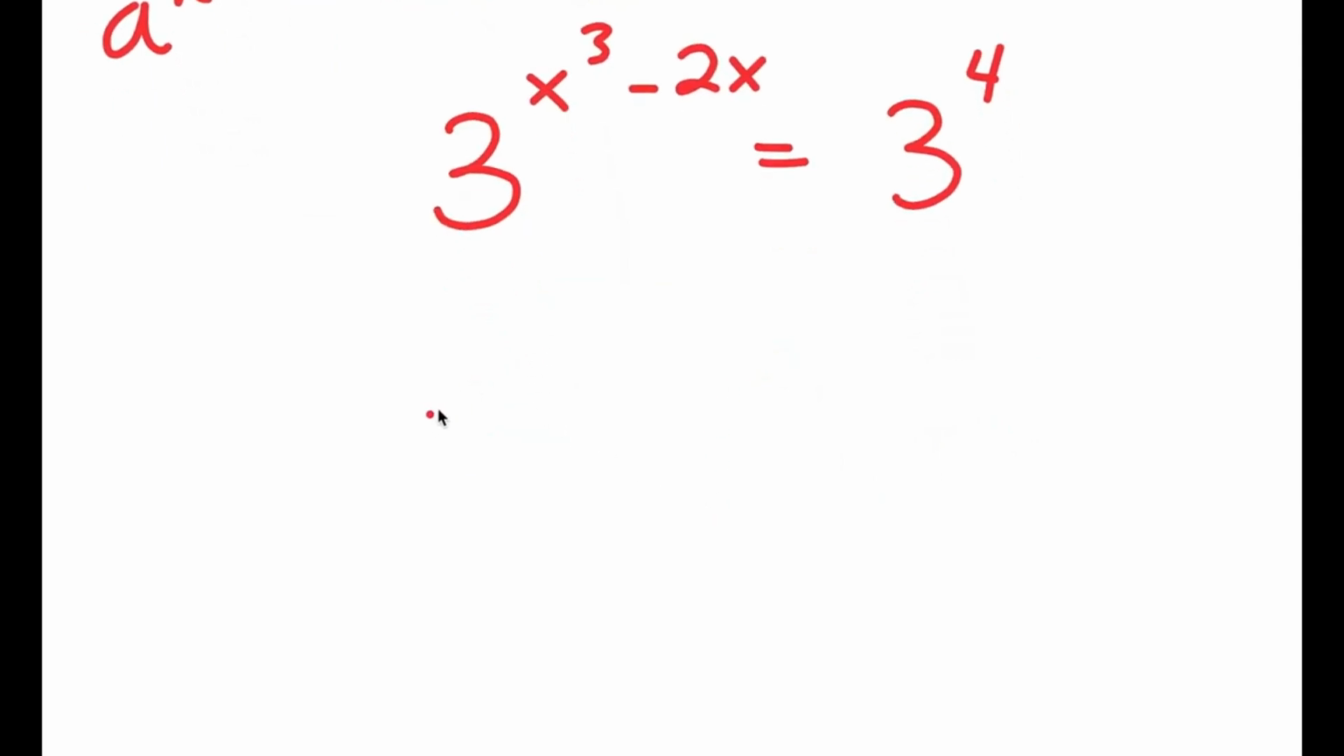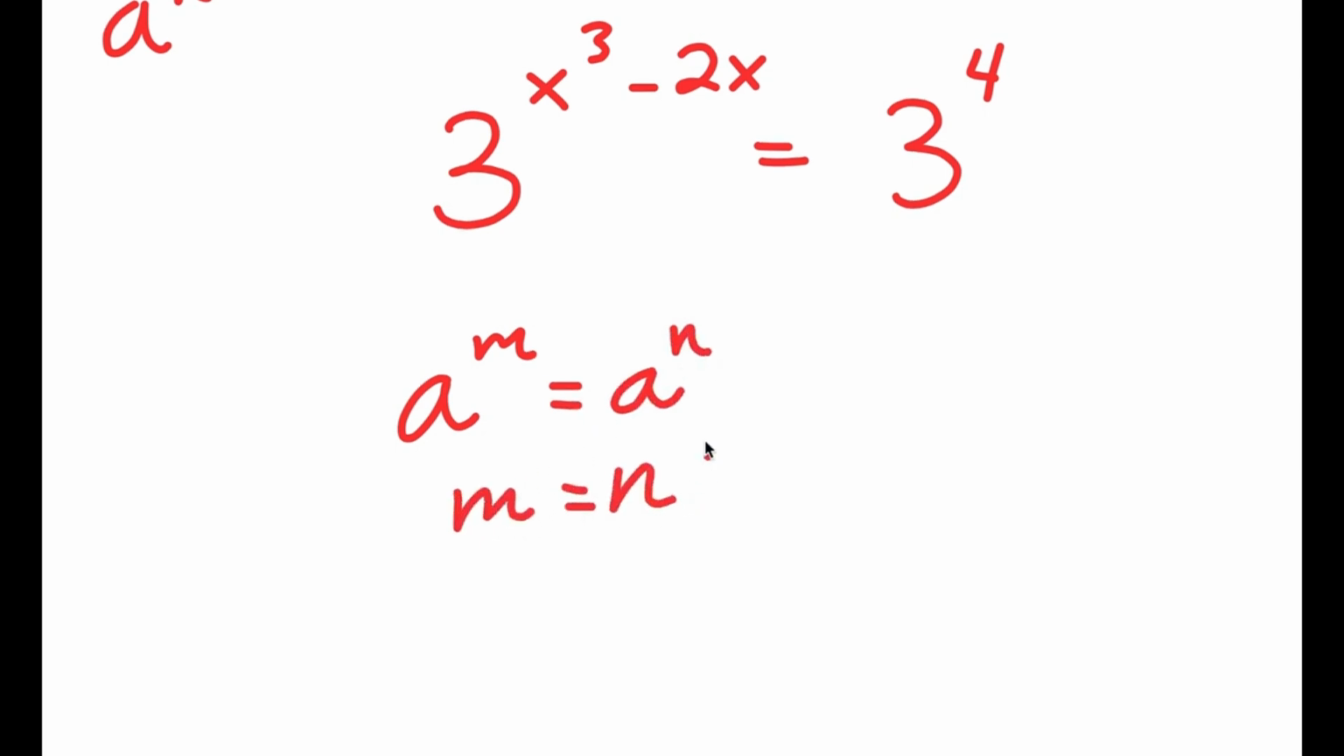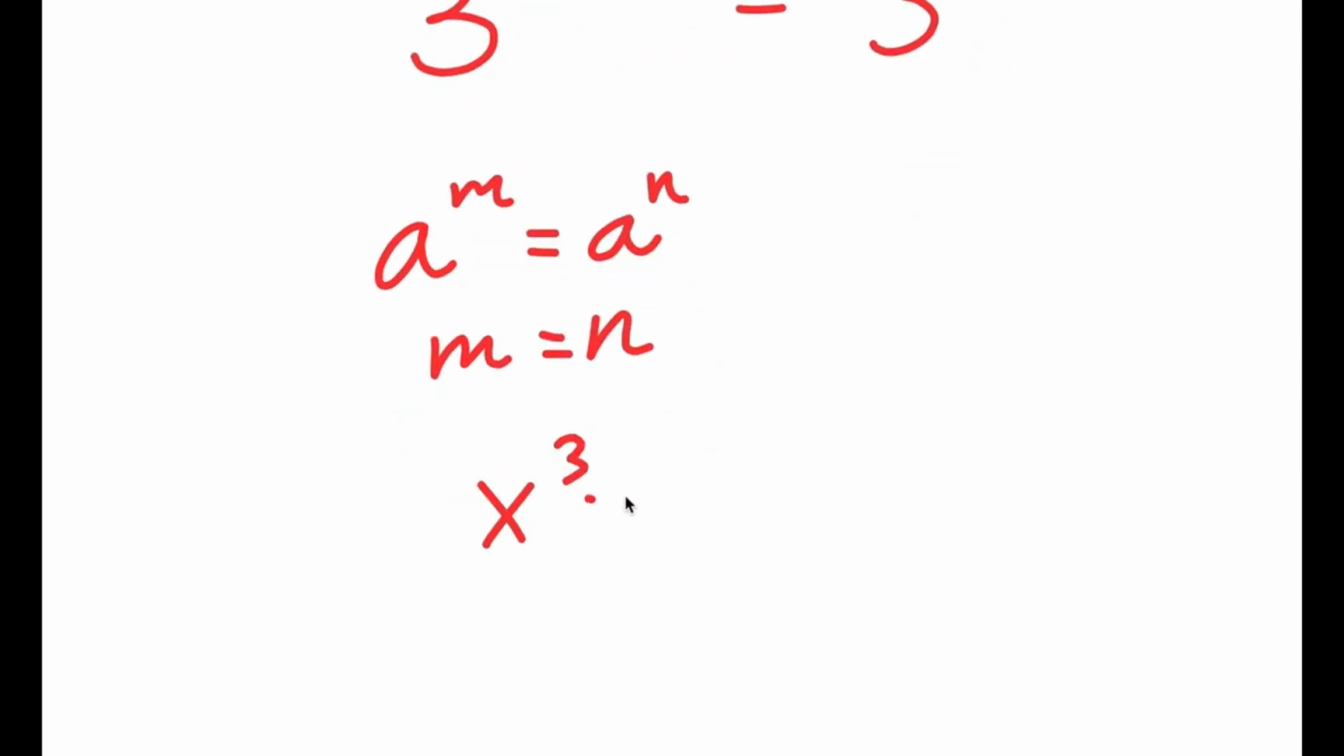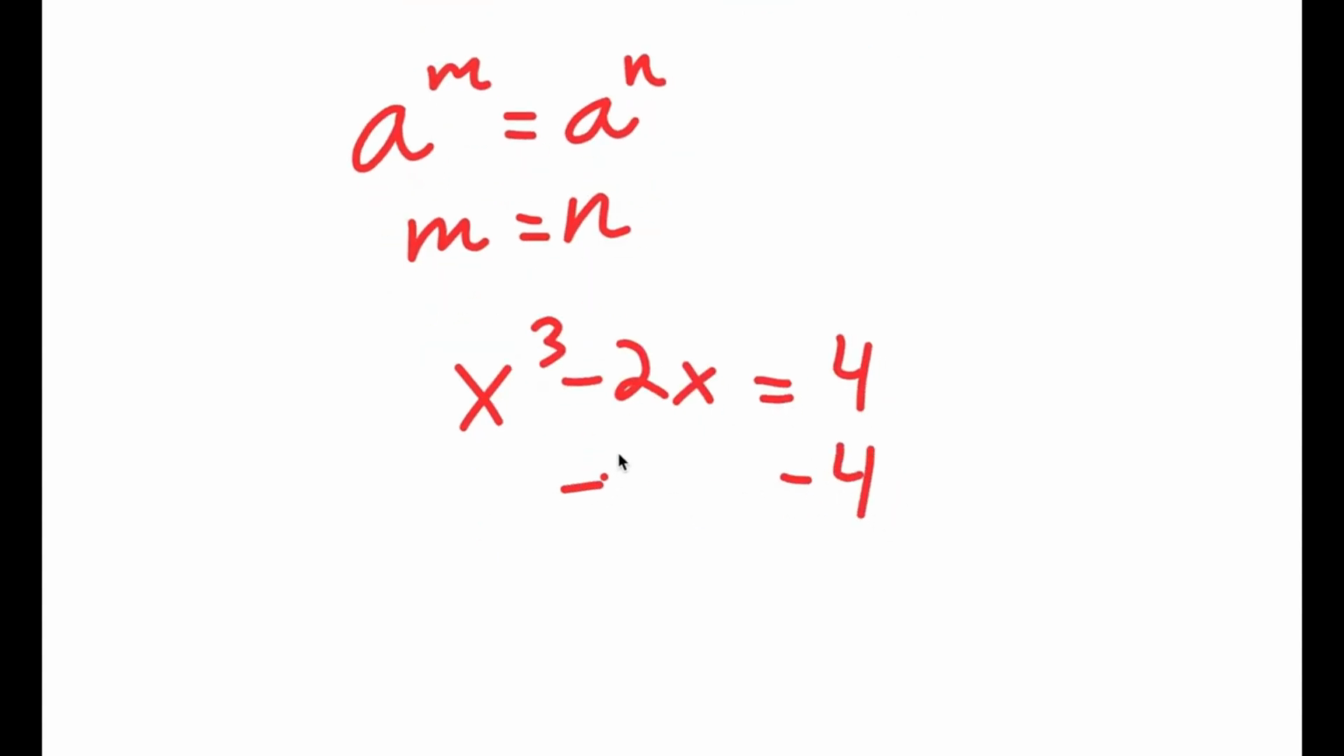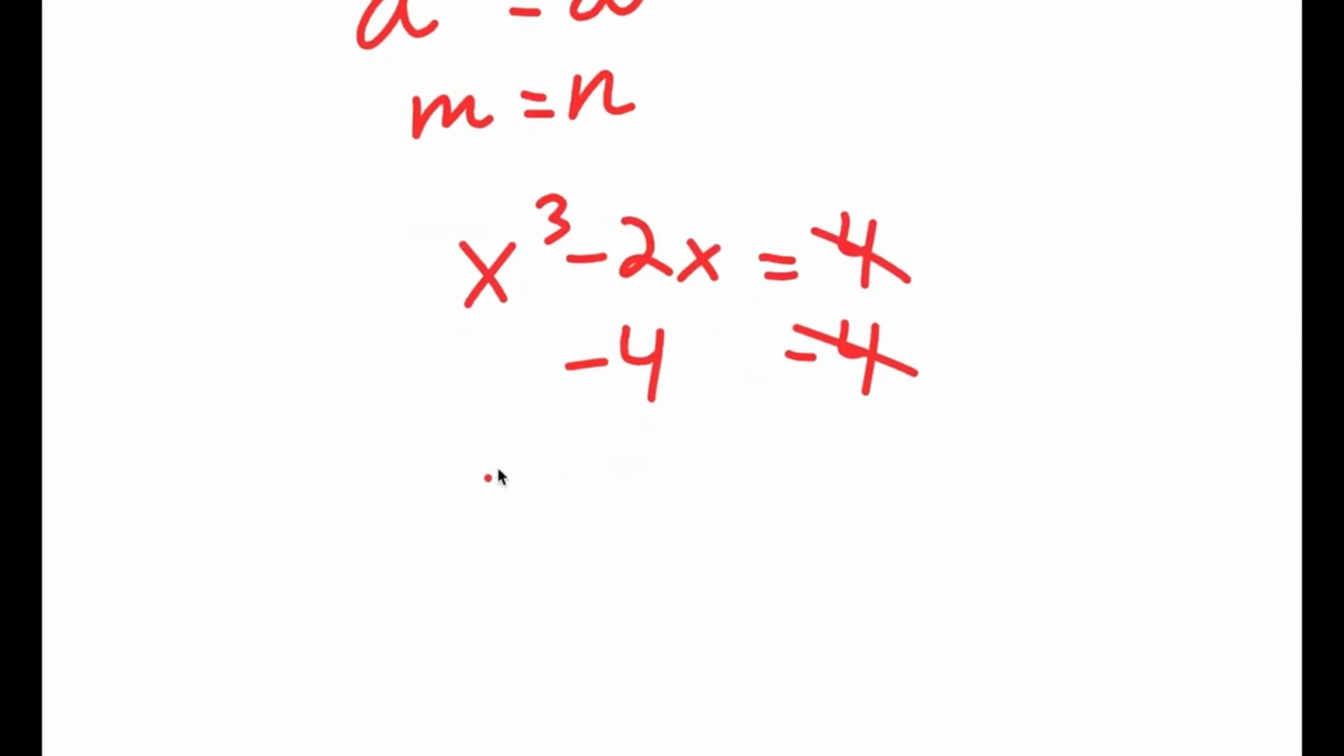And now, if I have something in the form a to the power of m is equal to a to the power of n, this means that m is equal to n. So x to the power of 3 minus 2x is equal to 4. And now if I subtract 4 on both sides, I get x to the power of 3 minus 2x minus 4 is equal to 0.